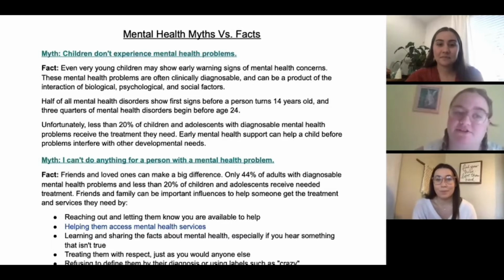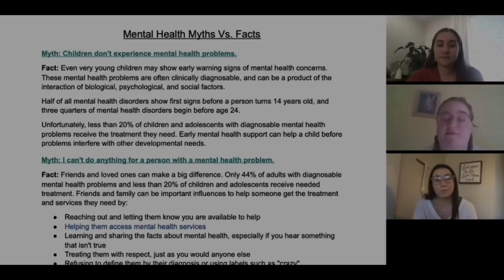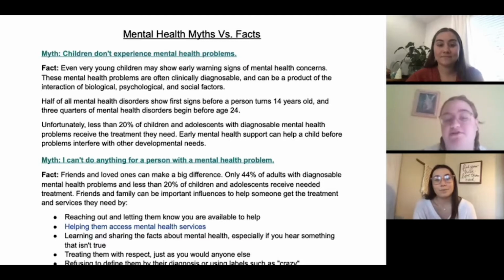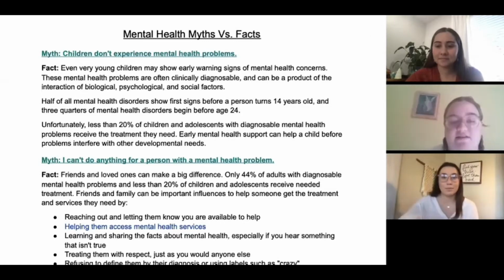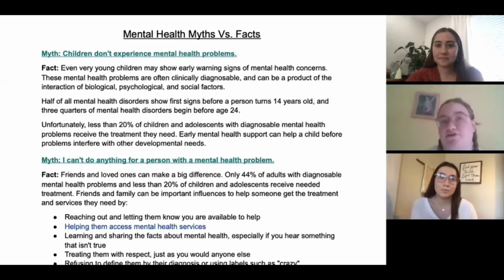Another big thing that we really want to tackle with this project is myths versus facts with mental health, especially in children. One that I believe is very important is the myth that kids don't experience mental health issues. This is very much not true. Half of all mental health disorders show first signs before a person turns 14, and 3/4 of these disorders begin before age 24. This is the problem because we are not taking into account that kids definitely can have mental health issues.